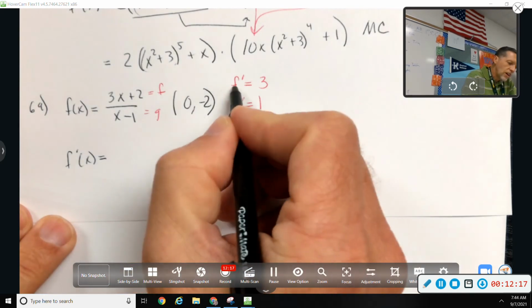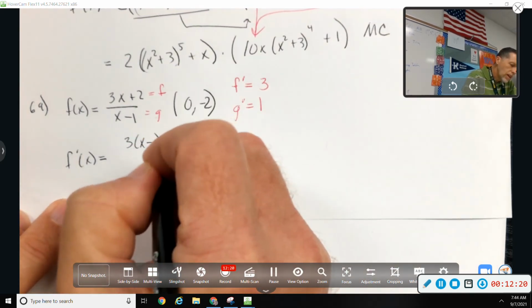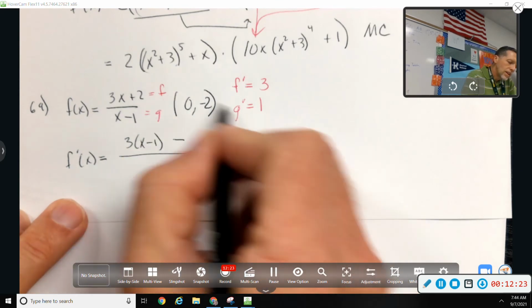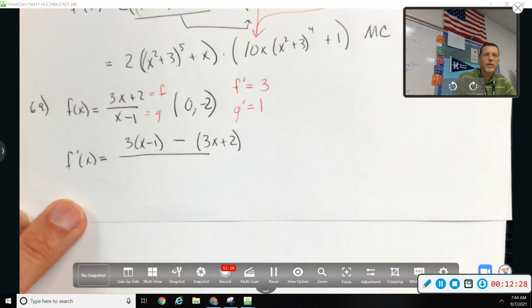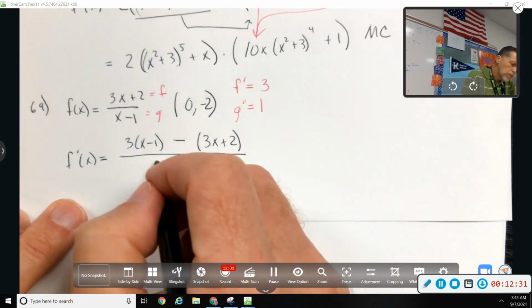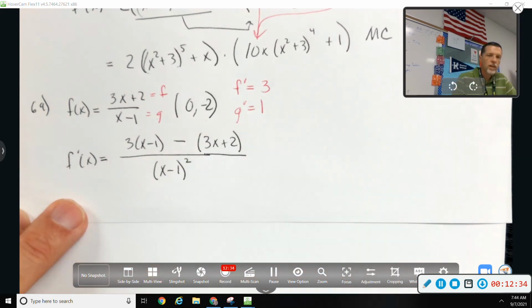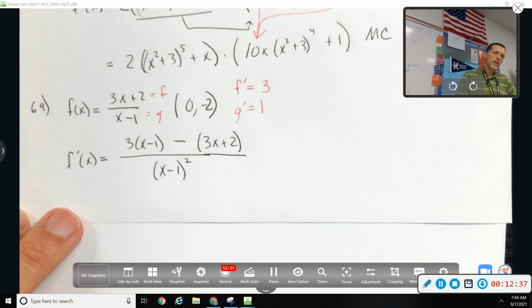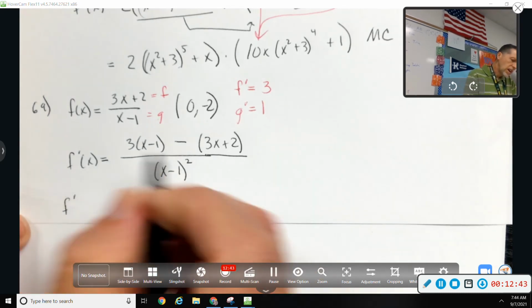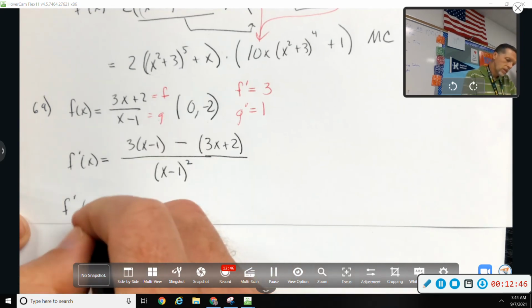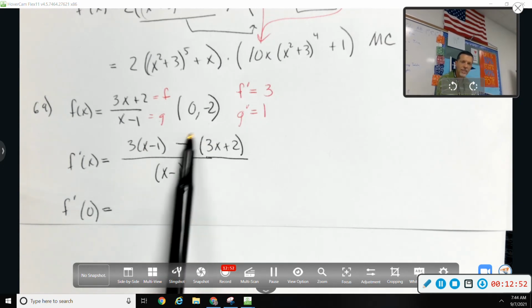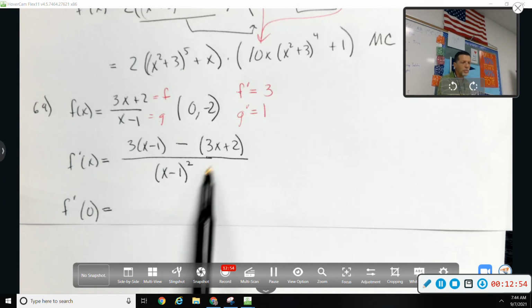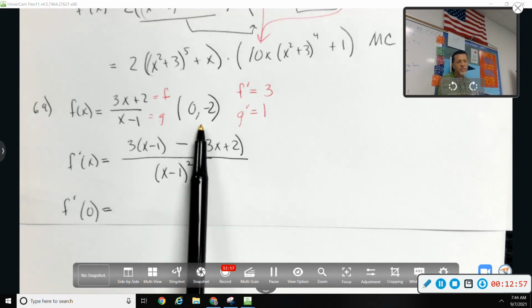Alright, so g f prime minus f g prime. Careful with the minus sign, make sure it gets distributed to everybody. All over g squared. Now I have a couple of options here. I want to evaluate this at 0. So I can clean up the algebra with the x in there first and simplify that and get a better answer, or I can just plug in 0 and start to simplify.